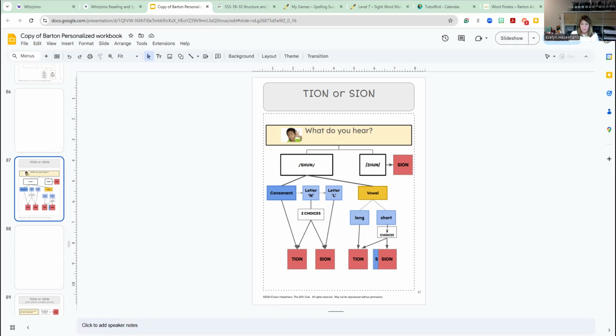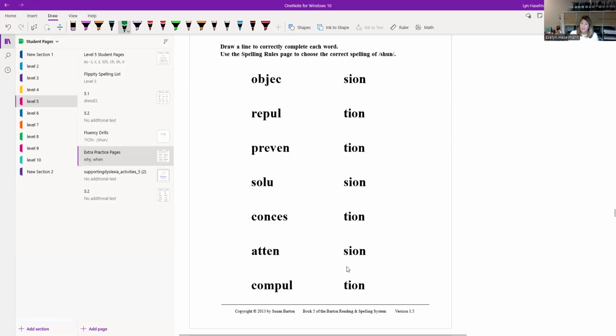Let's look at the practice work. Okay. So, starting here, it would just be drawing, draw a line to complete the word. So we've got objection, repulsion, prevention, solution, concession, attention, and compulsion.